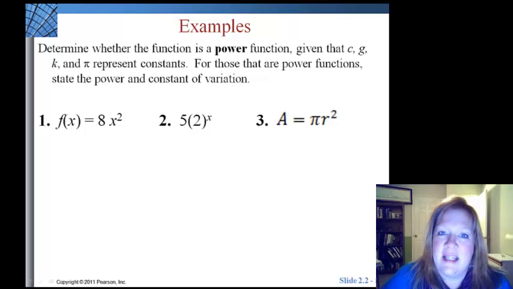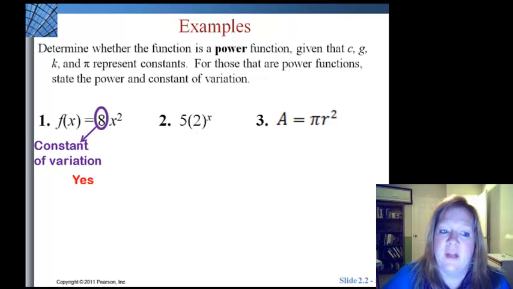So when we look at this first one, f of x equals 8x squared, you've got a constant. That constant is 8. The power is 2. That's a non-negative. So this is a power function. And the constant of variation is 8. That's called the constant of variation. The power that's on your variable, that's the power of the function, that's 2. So constant of variation would be 8 for this one, and the power is 2.